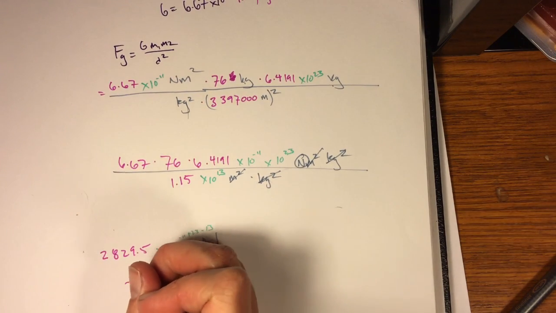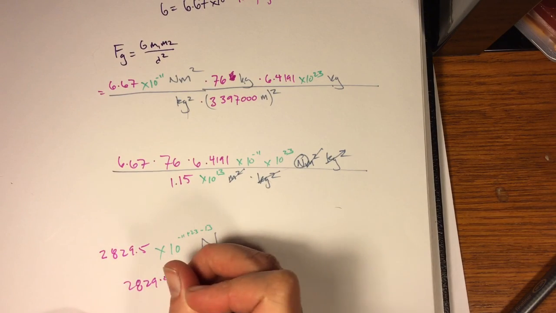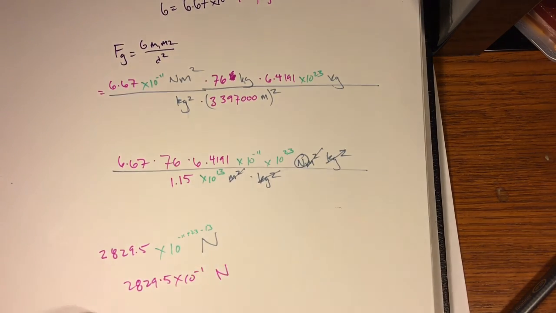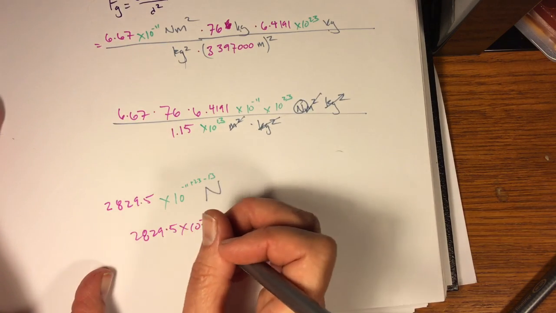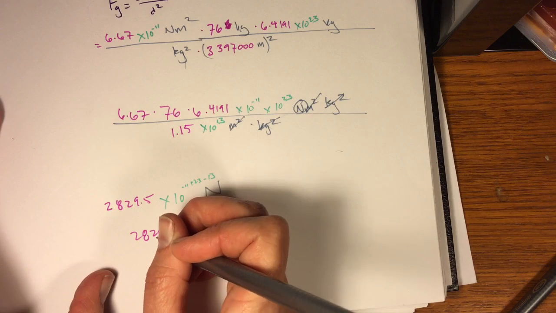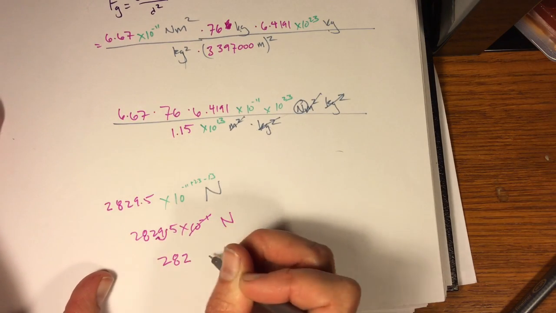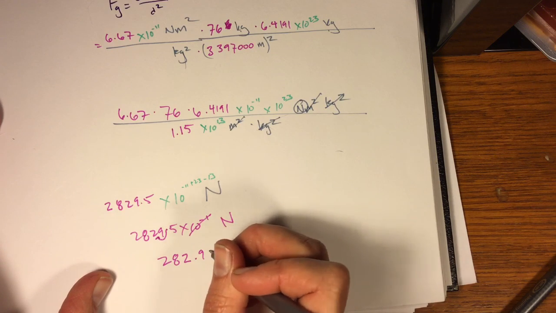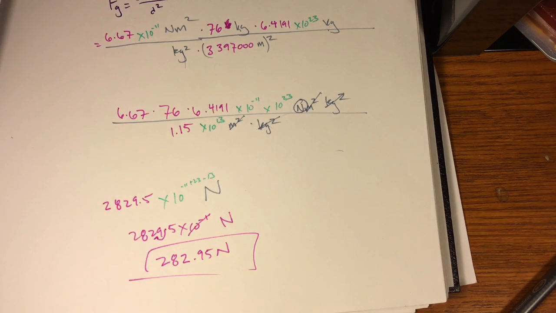So 2829.5 times 10 to the negative 1 newtons. That could be your answer. But if it's times 10 to the negative 1, that means we're going to divide by 10. So we're actually going to move that decimal over once, and you end up with 282.95 newtons. You should get something in the realm of that for your answer.